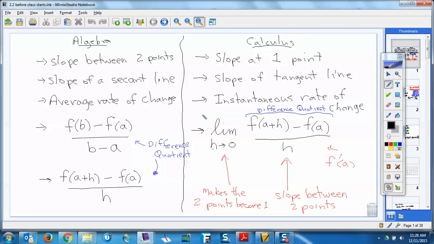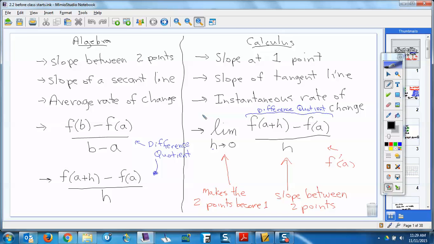What does this do? This makes the two points become one. Which is exactly what we did the very first day of class, right? We wanted to know the slope at 1 second with the door opening. And the way we found it was we picked two really close points, and we picked closer and closer points, and we kept getting the slope at 1, and we could see that it was approaching some value, and that's what a limit is. We're going to talk a lot about that today. It's what those values are approaching.